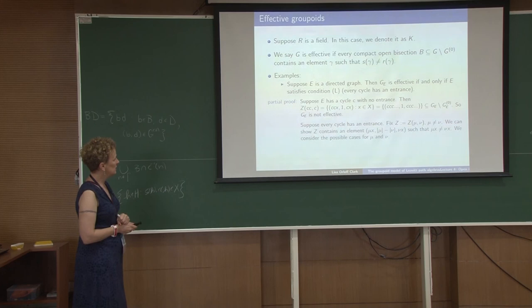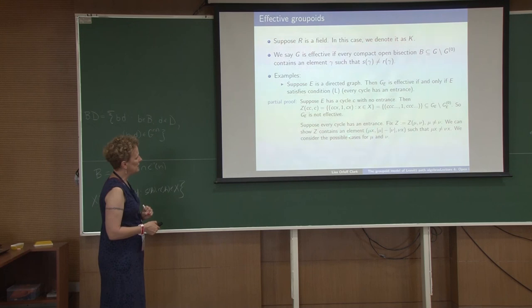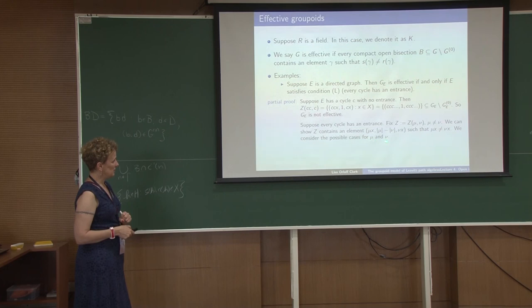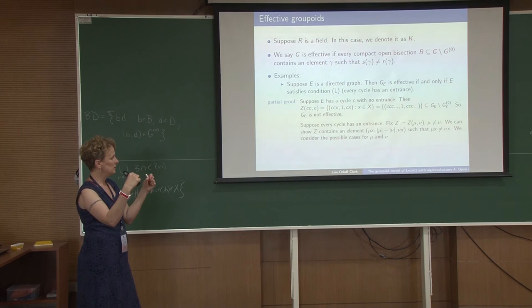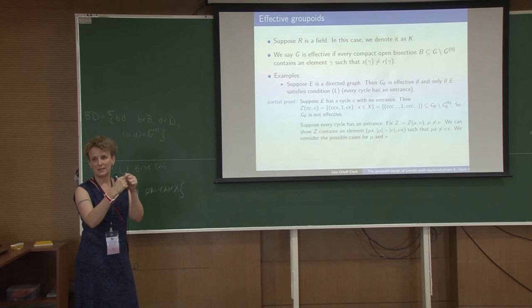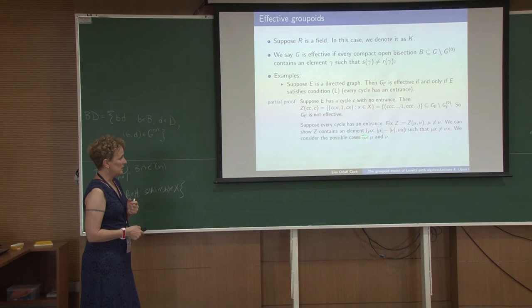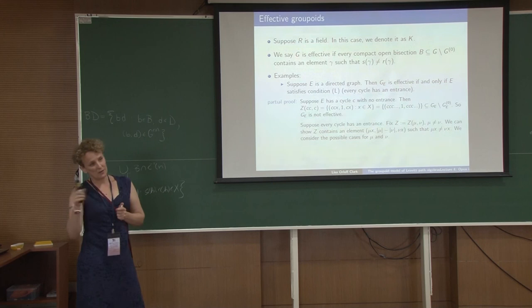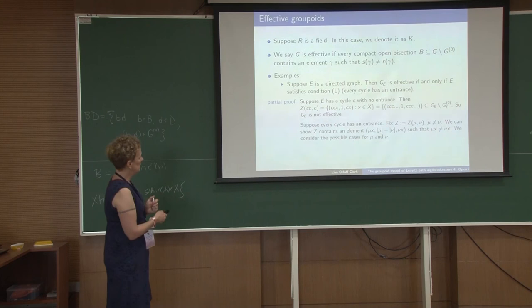Then, I'm not writing down the details here, but you can show that Z must contain an element. So that's what arbitrary elements look like, but it must contain one in particular where these two things don't equal each other. The way you do that is you have to consider the possibilities for mu and nu. For example, if one isn't an initial segment of the other, so Z mu and Z nu are disjoint, then this will be true for every element in Z. Otherwise, one is an initial segment of the other, but then you'll get a little cycle, and you can just build an X. One of them will be repeating around that cycle, the other one will be taking the entrance. So, yeah, it's just a partial proof, but that's the idea.